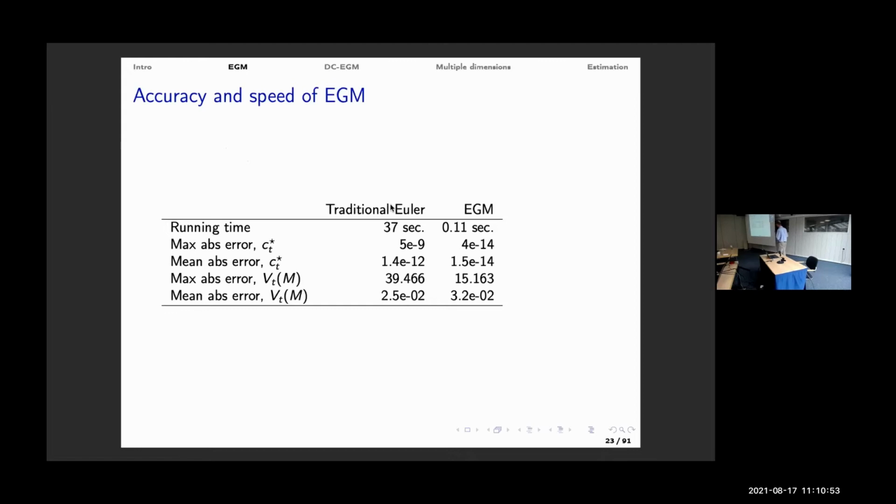I don't remember the parameters of this comparison, but you can see the earlier solver that we just talked about takes times and times more runtime than EGM, while the accuracy, measured as the maximum absolute error in the policy function, is much better with EGM. Point being, with this method we gain both speed and accuracy.